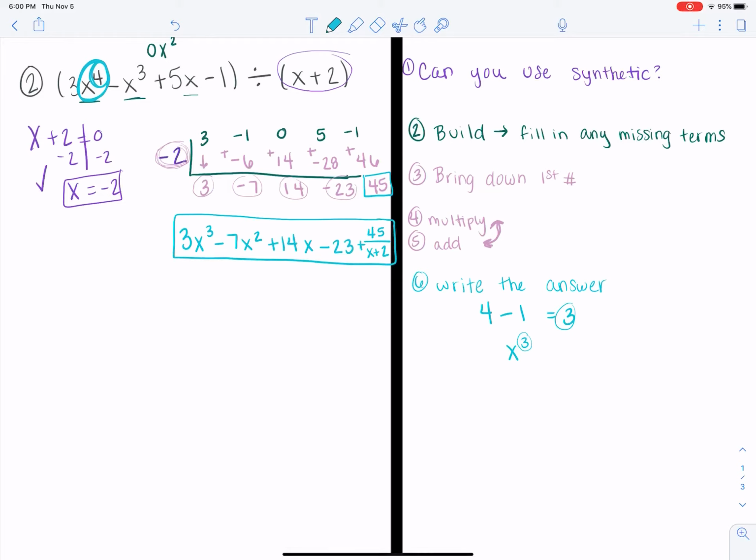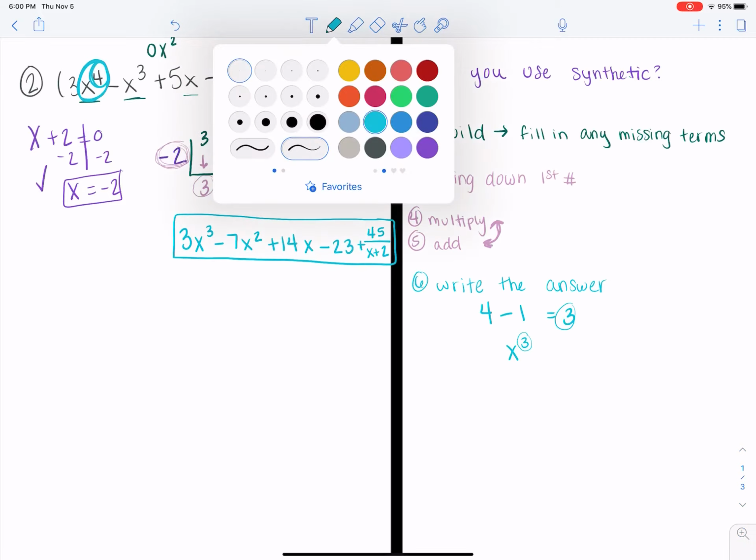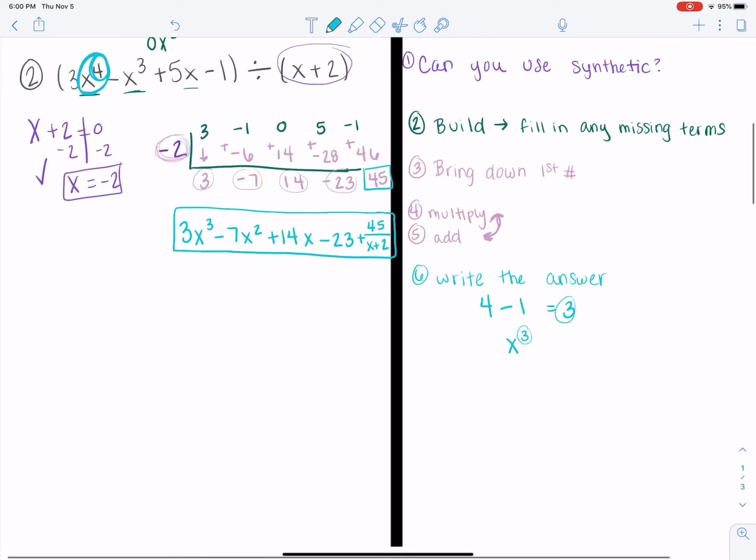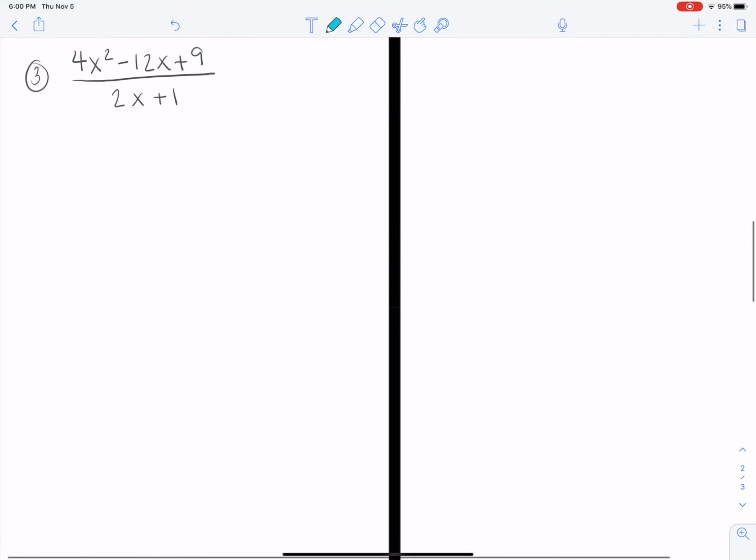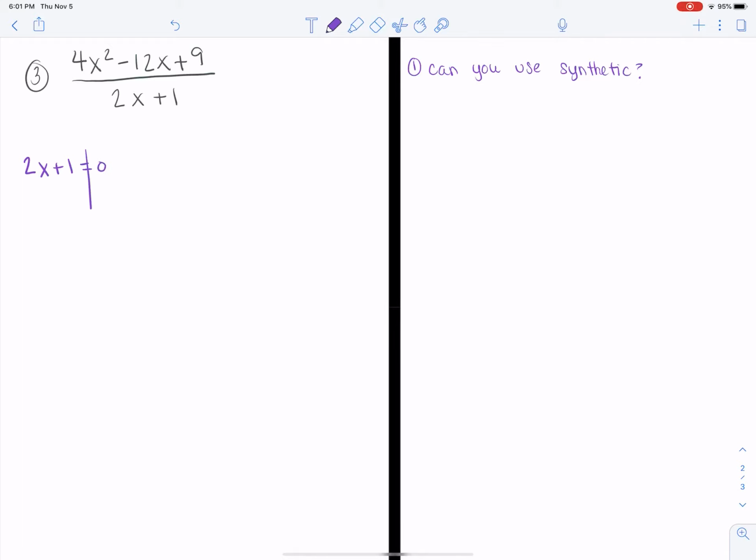Okay? All right, step 3. Question number 3. First question. Can you use synthetic? We're going to take the divisor 2x plus 1. Set equal to 0 and solve. Minus 1. So 2x equals negative 1. Divide by 2. X equals negative 1 half.